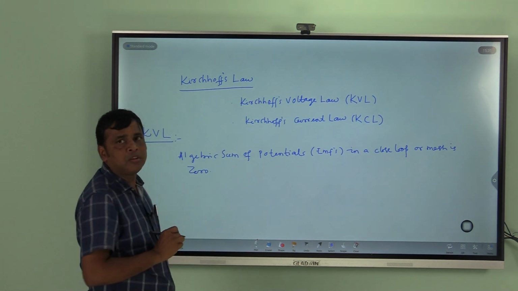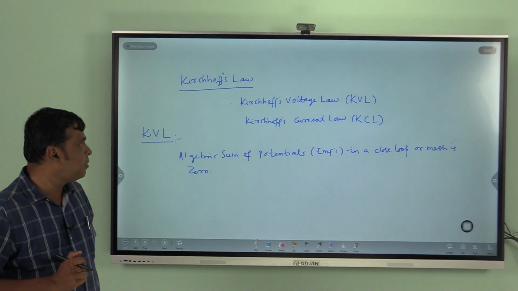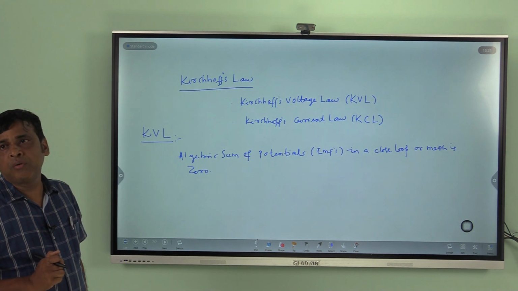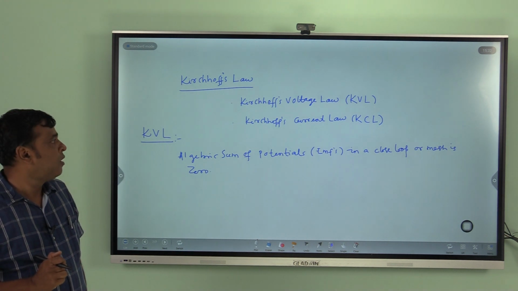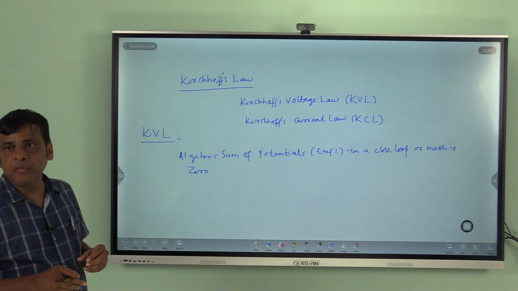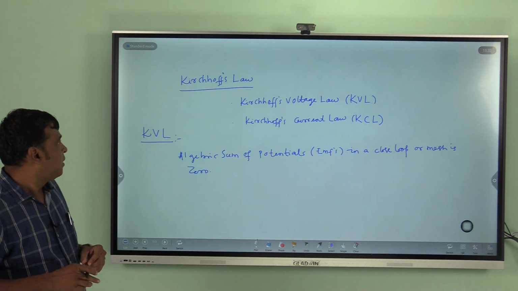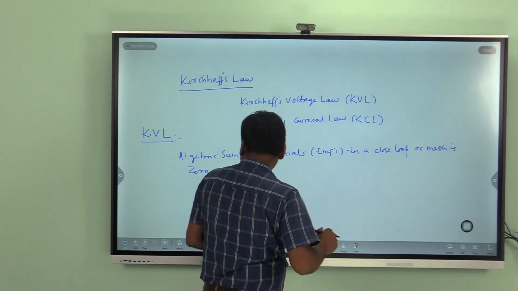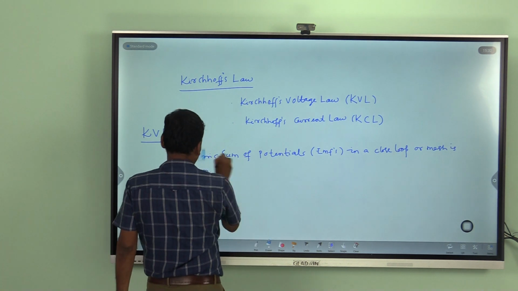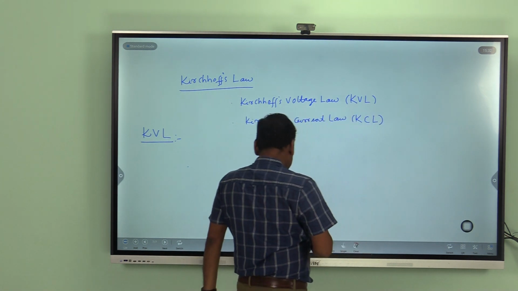So, Kirchhoff's law is the generalization of Ohm's law. The algebraic sum of the potentials in a closed loop or mesh is 0. That means, when we are going to apply Kirchhoff's voltage law, there must be a closed loop. If there is a closed loop, then you can apply Kirchhoff's voltage law. So, let us take an example.